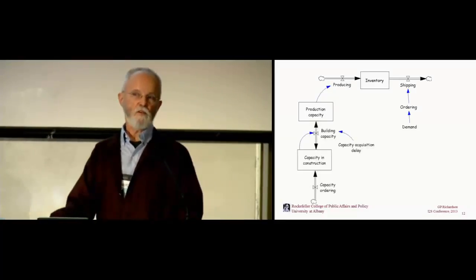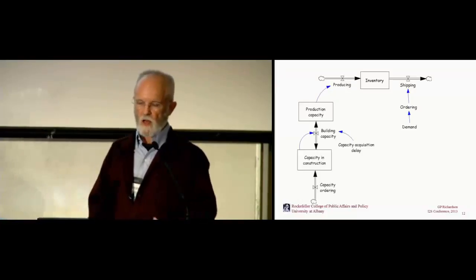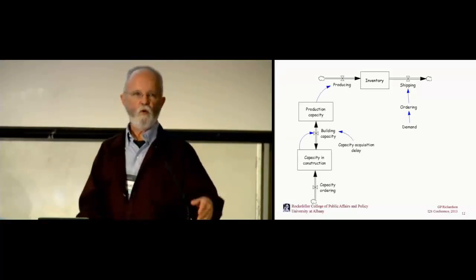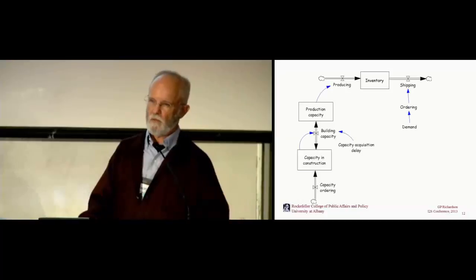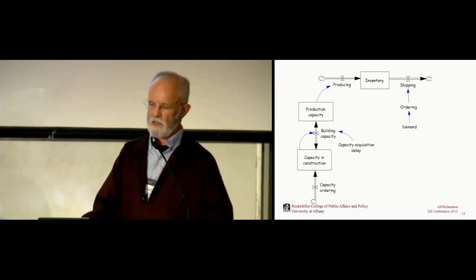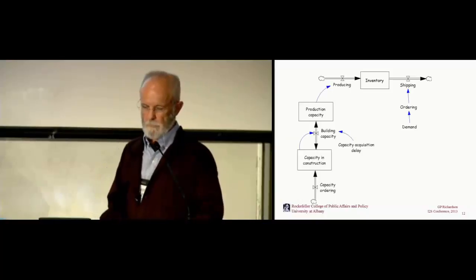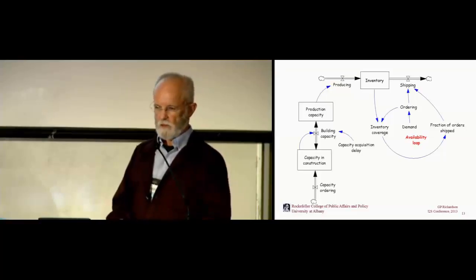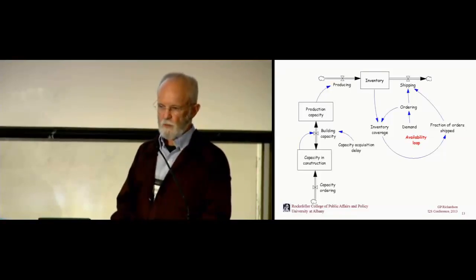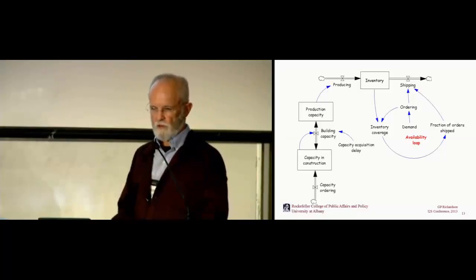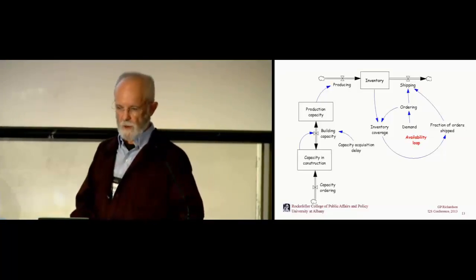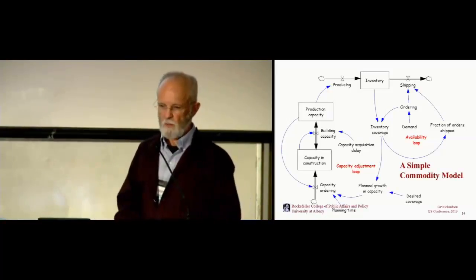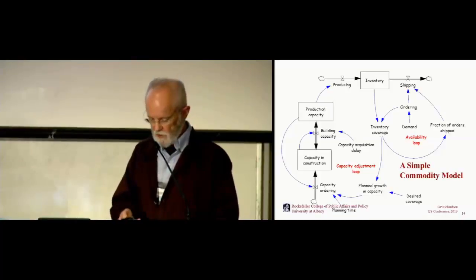Production capacity in this theory of commodity cycles comes online after some delay. So there's capacity in construction. For peanuts, it's planting more fields of peanut-producing plants. And of course, there's feedback loops that are crucial to the dynamics of such a system. This simply says if you've got enough inventory, you'll ship. If you don't have enough inventory, you'll cut back. And if inventory coverage is low, you will try to plan for growth in capacity.